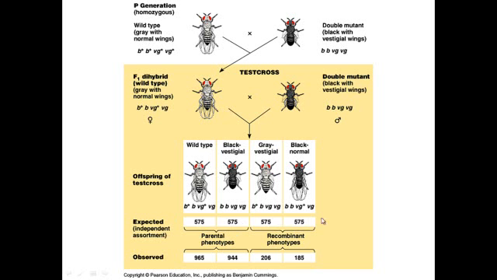But it didn't happen. Instead, they get a lot more of these two than of these two. Why? Well, the reason is those genes are linked. So this is an example of how they could use fruit flies to figure out linked genes.